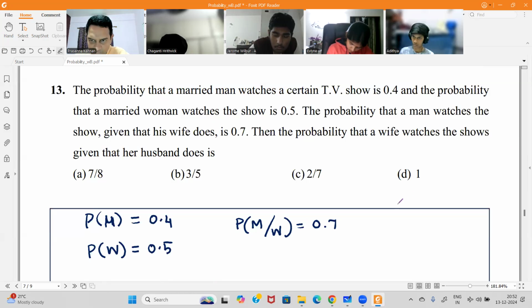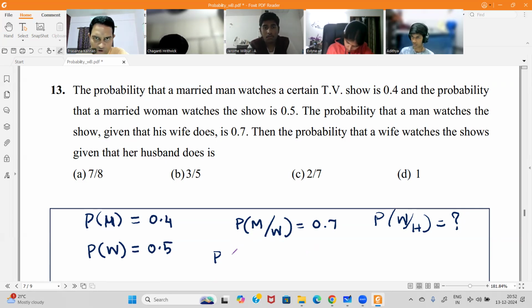So what is asked here? P of W given H is asked. Very simple. Yes, Jerome. What is P of M given W? What is the formula? P of M intersection W by P of W. Very good.